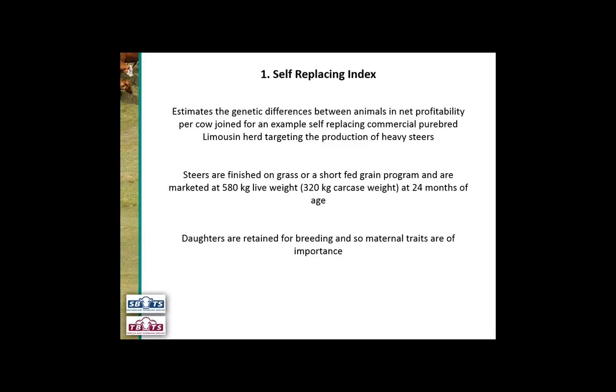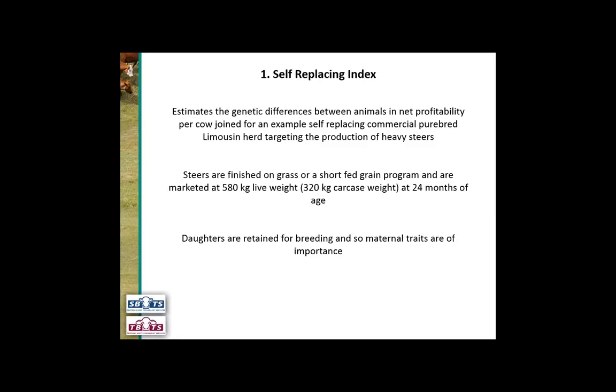So this is the Limousin self-replacing index, meaning, as I've said before, any self-replacing index means that female progeny are kept for breeding as opposed to a terminal index. Now, most of the indexes that I showed you earlier on for all the breeds are in fact self-replacing indexes. It's really only the European breeds who produce terminal indexes. So this is an example which would be typical of the indexes for most breeds.